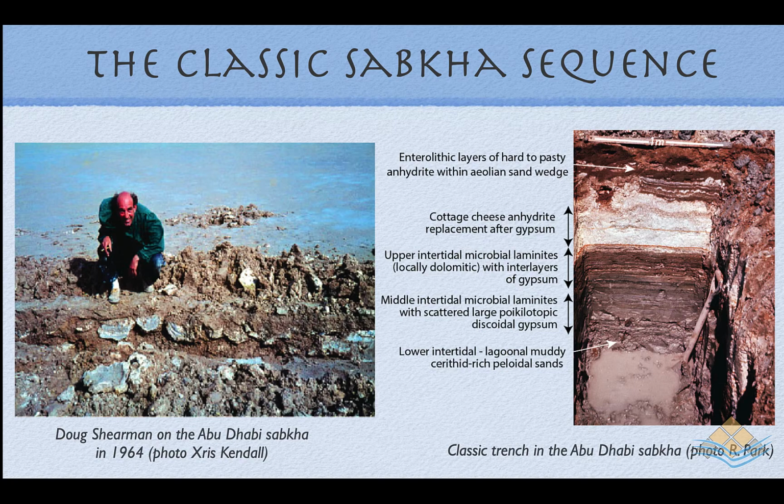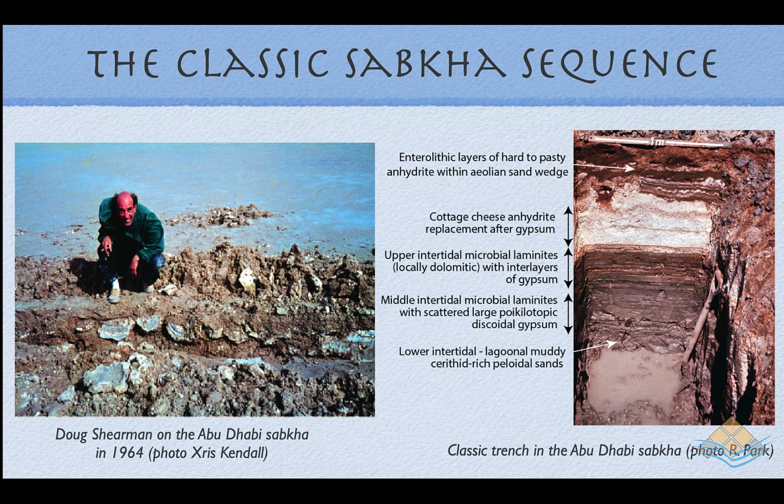But if we focus in on the classic sabkha sequence, and there's Doug Shearman from Imperial College in a photograph taken in the early 60s, when much of the original work was done by Doug and his various PhD students looking at the supratidal zone in the sabkha. They defined the classic sabkha succession. It consists of a peritidal association with, at the base of the sequence, lower intertidal and lagoonal muddy, often cerithid-rich peloidal sands, overlain by an intertidal zone dominated by various microbial mat textures, and that in turn is overlain by the supratidal zone, where we find the characteristic evaporites accumulating.